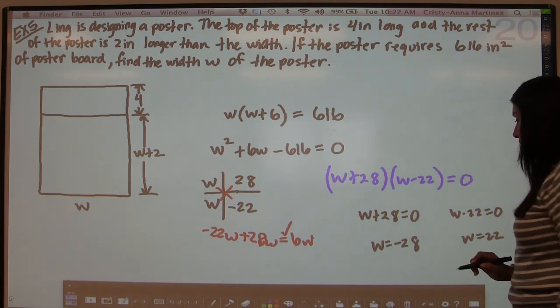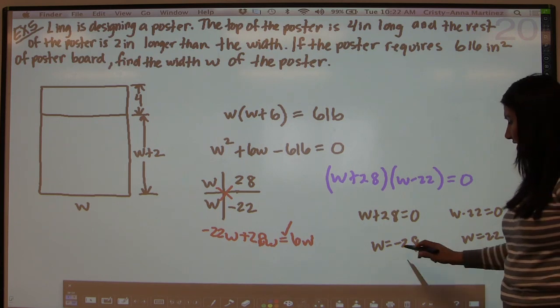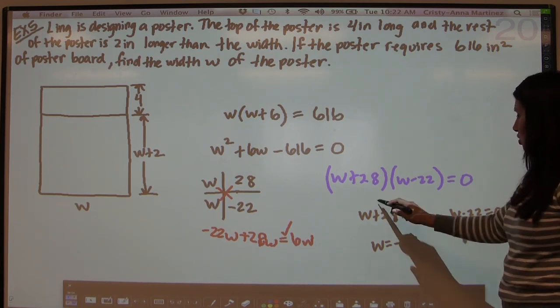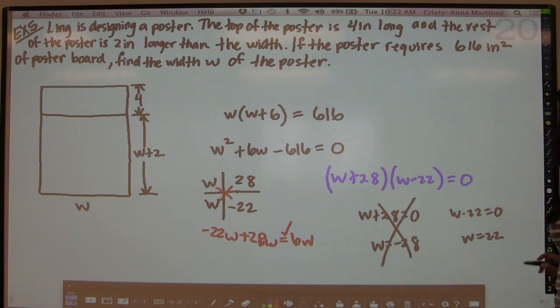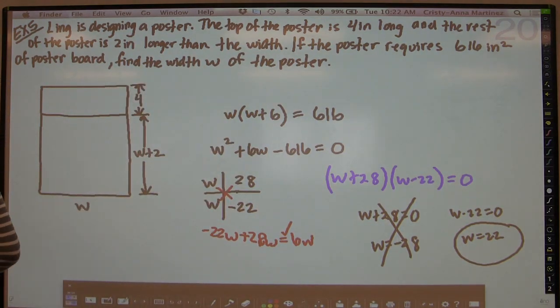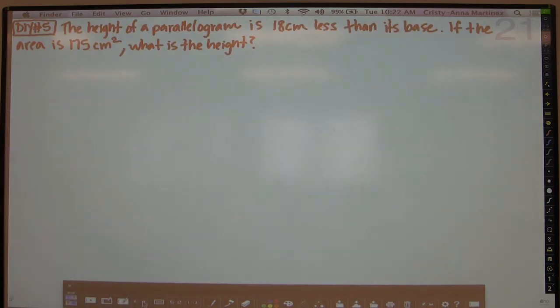But remember, W is the width. So it doesn't make sense for us to have a negative 28, because that would be negative inches. So that's kind of a throwaway answer. But our actual answer is going to be W equals 22, because that makes more sense for this problem. Remember, you don't want to have any negative widths. So 22 inches. So now we're going to let you do this example here.